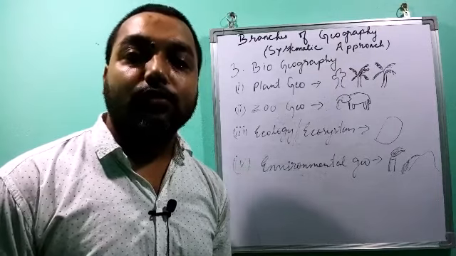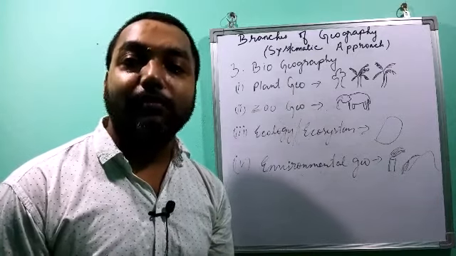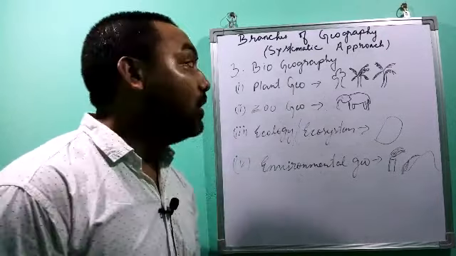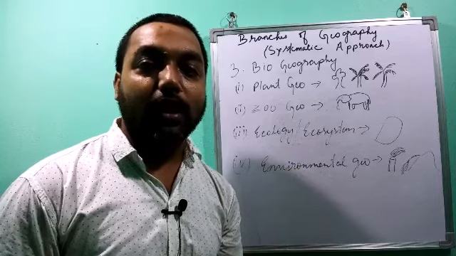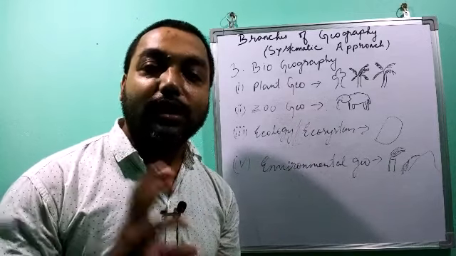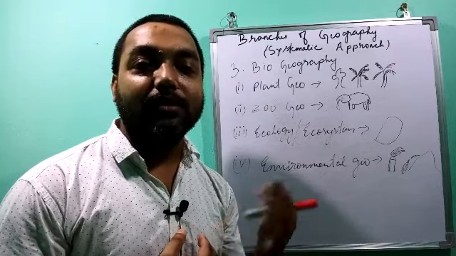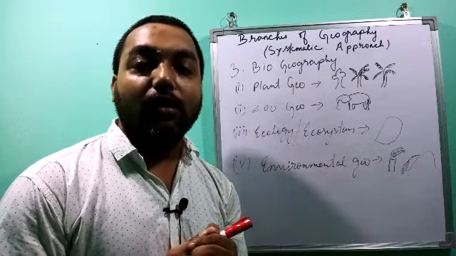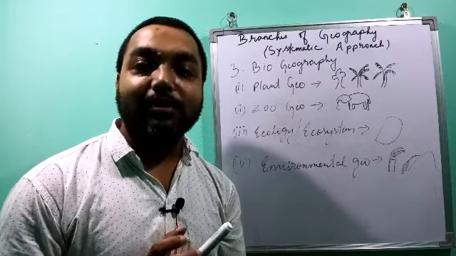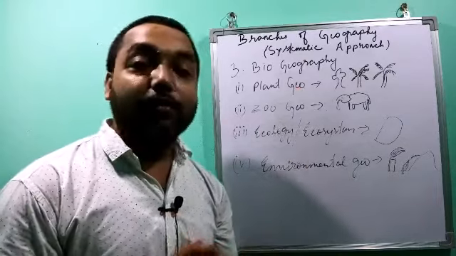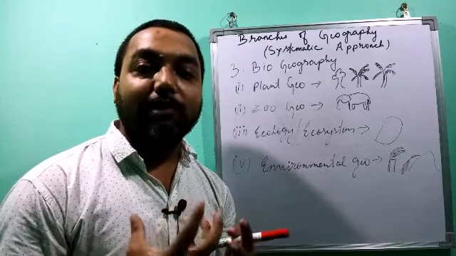The next branch of geography based on the systematic approach is biogeography. Biogeography means the study of plants and animals. As I have discussed above, we will study only the geographical aspect. Botany is a totally independent study of plants, but here we will not study plants for any other purpose, only how they influence the environment and what type of plants is found where.